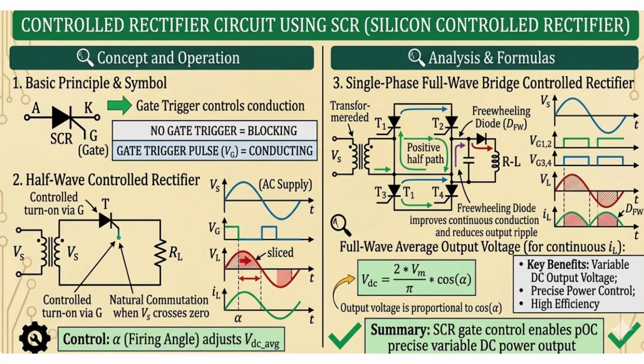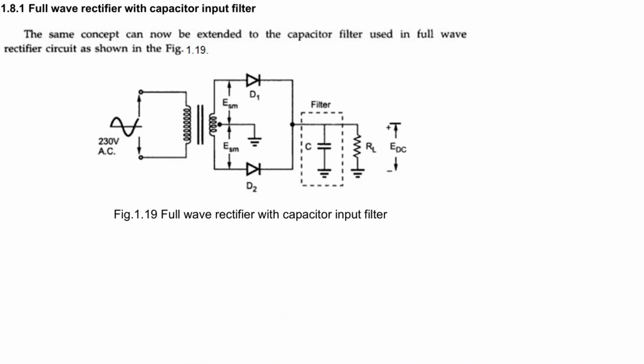Now we are moving to the controlled rectifier circuit, using the SCR, that is the silicon controlled rectifier. Replace your diode with the SCR, and all remaining things are the same. So this is the half wave rectifier, and here is the full wave rectifier. All the processes are the same, so I'm not going to discuss it again. I'm just moving forward. We can go through that.